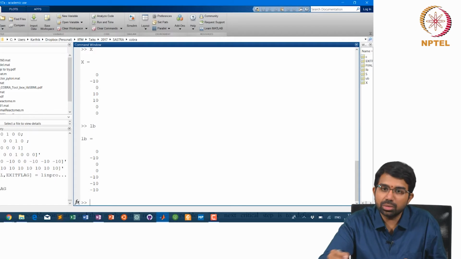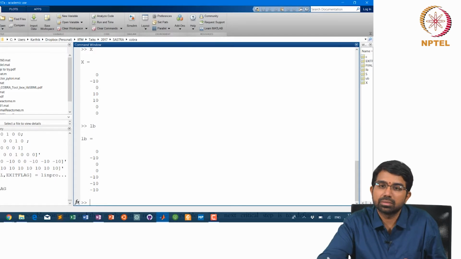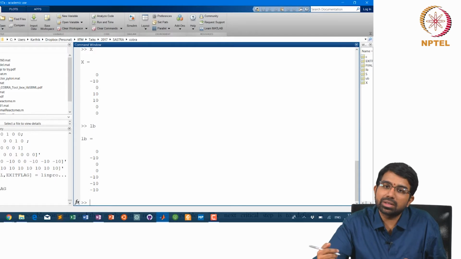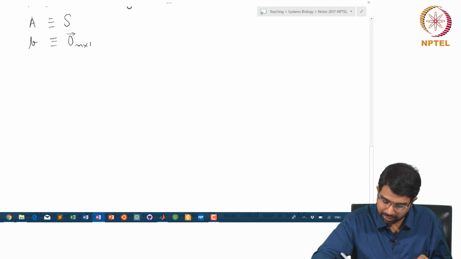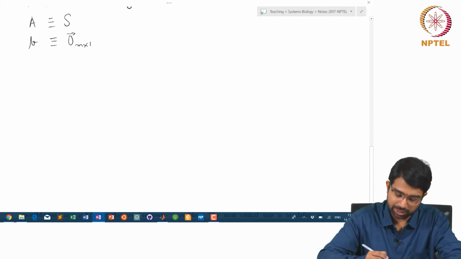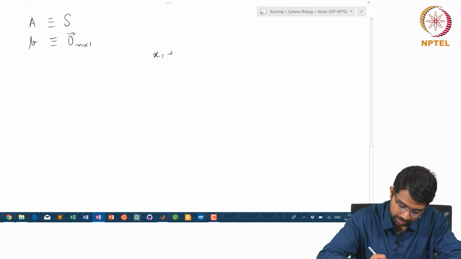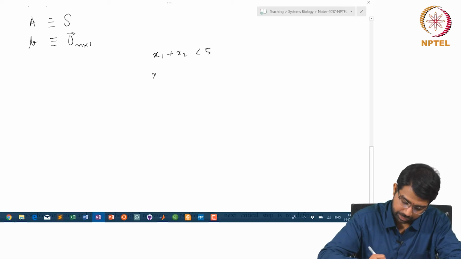So that goes into A. What if you want multiple such inequalities? Put them into a matrix, right? What's the matrix form like? Why is that a little confusing? So tell me your equations. Say V1 plus V2 less than 5. V1 plus V3 greater than 10.